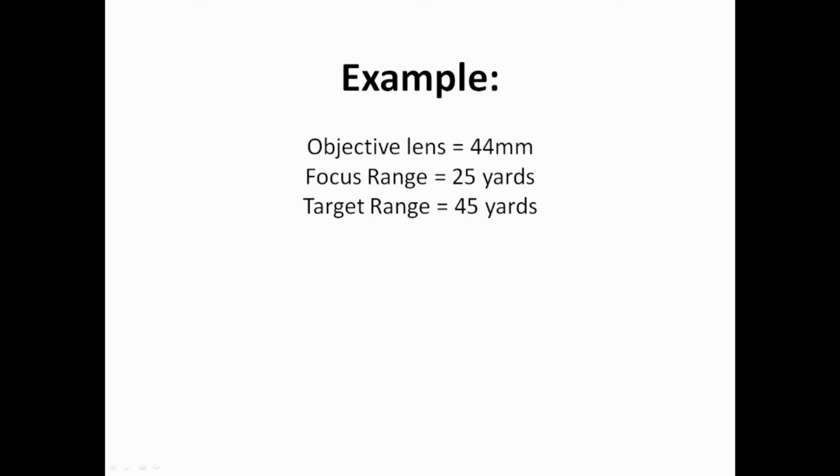And then let's look at the error at the maximum range that we're liable to shoot on an HFT course, which is 45 yards. So taking those figures and putting them into the formula then, we have a max error of 22, which is half the diameter of the objective lens, times 20, which is the target range minus the focus range, divided by 50, which is 2 times the focus range. So our maximum error then comes out at 8.8 millimeters of image shift at 45 yards.